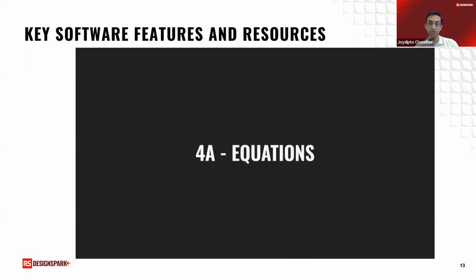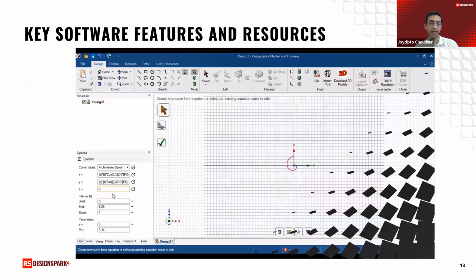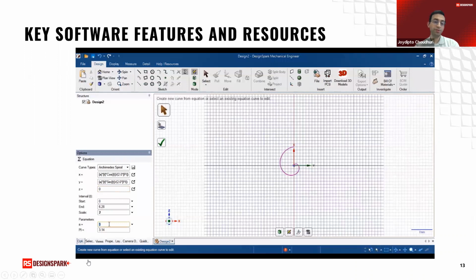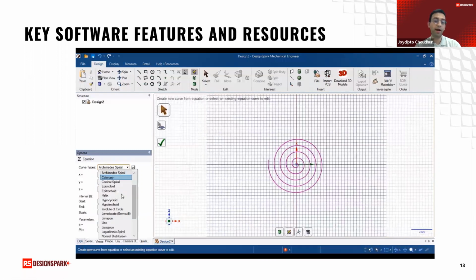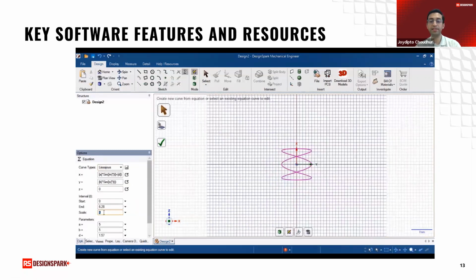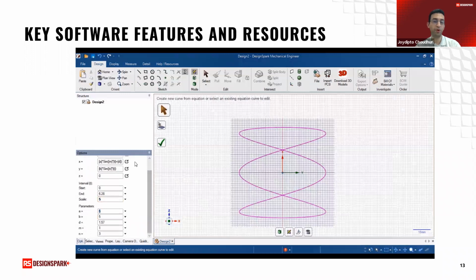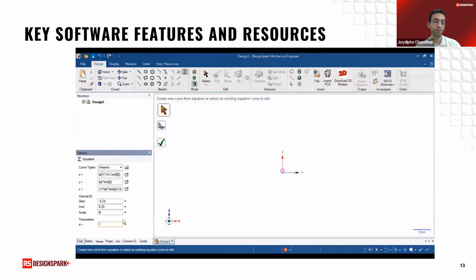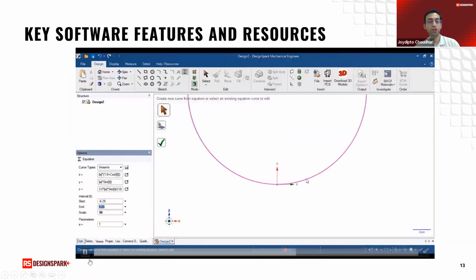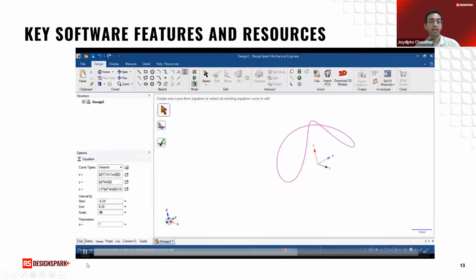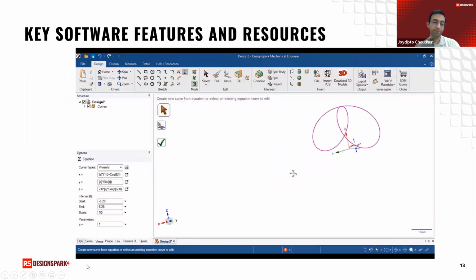Next, we've got the equations tool available in all our subscription plans. You can use parametric equations to define unique curve patterns in 2D and 3D space, or pick one from our available curve types, such as an Archimedes spiral, a Vivianus curve, and much more. You can also apply your custom equations using the equation editing tool.